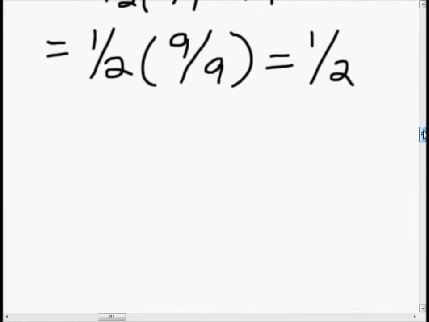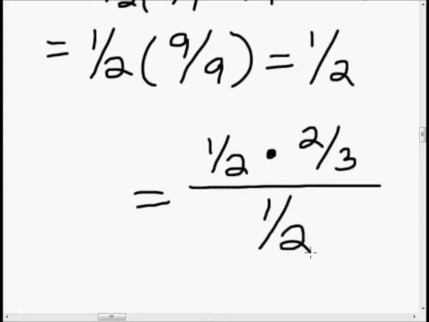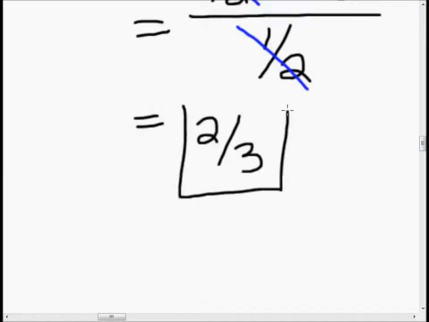So let's see. We decided that the probability that he makes his first shot, well, we know that that's 1/2, times the probability that he makes his third shot, given that he makes his first shot, so that's 2/3, over 1/2. I'm going to use a different color just so it's nice and clear. We can cancel that out, and this equals 2/3. And that is the answer for part A.